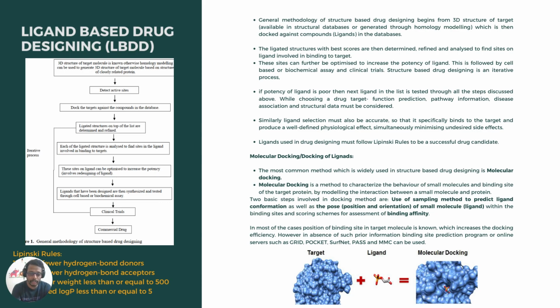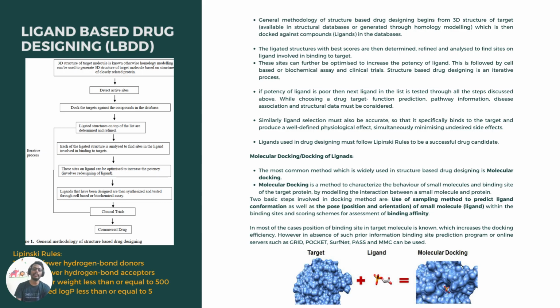So the ligand must contain 5 or fewer hydrogen bond donors, second, 10 or fewer hydrogen bond acceptors, a molecular weight less than or equal to 500, and its log P value less than or equal to 5. So these four Lipinski rules should be obeyed by the ligand molecules. Then it is considered a successful drug candidate, and we have to choose it for docking purposes.